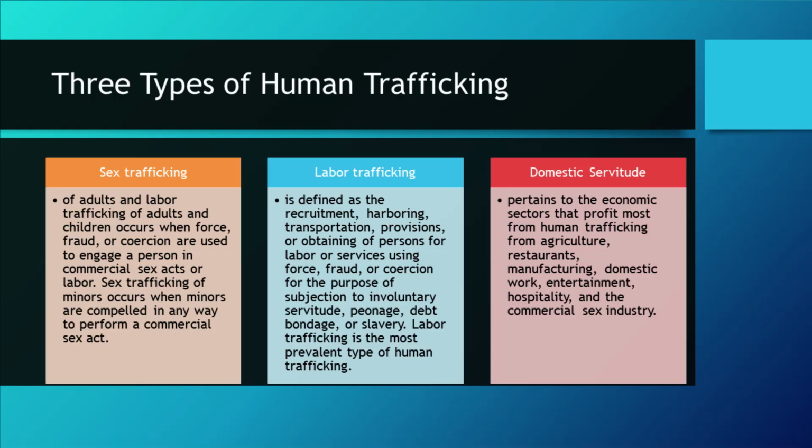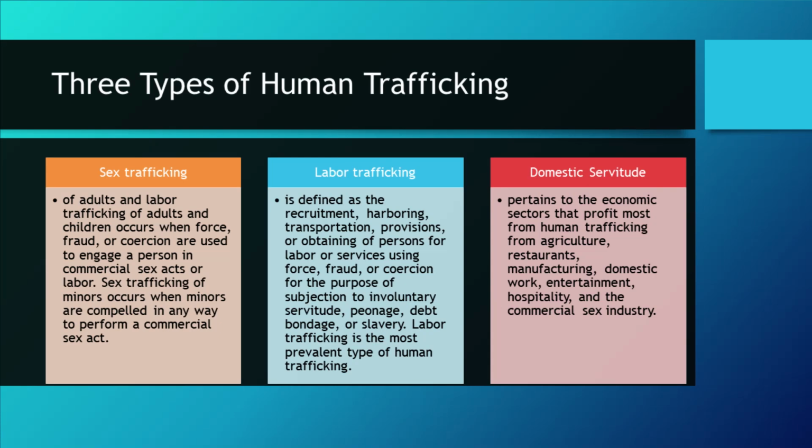3 types of human trafficking. Sex trafficking of adults and labor trafficking of adults and children occurs when force, fraud, or coercion are used to engage a person in commercial sex acts or labor. Sex trafficking of minors occurs when minors are compelled in any way to perform a commercial sex act. Labor trafficking is defined as the recruitment, harboring, transportation, provisions, or obtaining of persons for labor or services using force, fraud, or coercion for the purpose of subjection to involuntary servitude, peonage, debt bondage, or slavery.